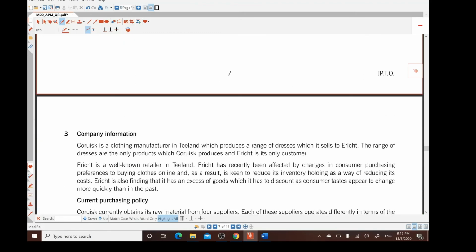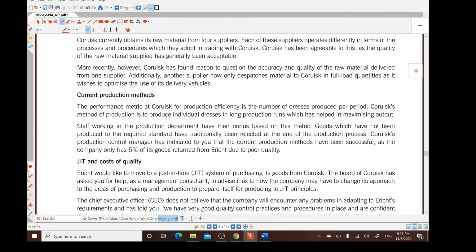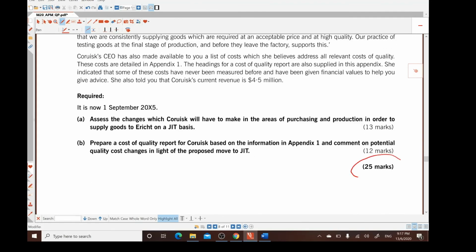Now, of course, the next part is question number 3. As you can see right now, that's another case in this scenario, with another company info. Now, this question, once again, is another 25 marks exam question.